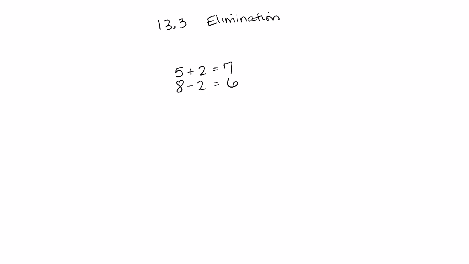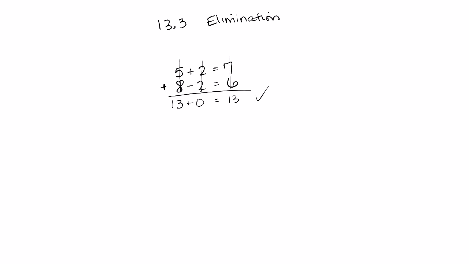All right, what the elimination method does is say, well, what if I add these two equations together by adding down the columns? So 5 plus 8 is 13. 2 minus 2 is 0. And then 7 plus 6 equals 13. Does that make a true statement? Does 13 plus 0 equals 13? It does. That's a true statement.